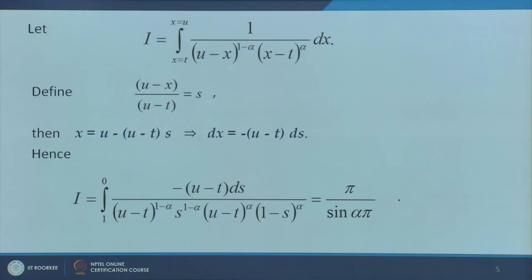So, the upper limit is 0 and dx becomes minus (u minus t) into ds divided by (u minus x) to the power 1 minus alpha. So, (u minus x) to the power 1 minus alpha gives (u minus t) to the power 1 minus alpha into s to the power 1 minus alpha. And (x minus t) raised to the power alpha gives (u minus t) raised to the power alpha into (1 minus s) raised to the power alpha. So, the factors of u minus t cancel, and with this negative sign, we can change the order of the limits of integration. So, I becomes the integral from 0 to 1.